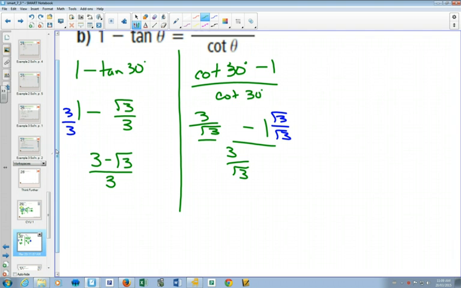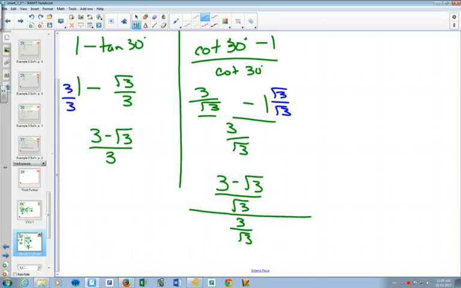I'm not going to multiply by the reciprocal yet, because I like to have one fraction on the top and one fraction on the bottom first. That's going to simplify things for you. So here on the top, I would have 3 minus root 3 all over root 3. And on the bottom fraction, I have 3 over root 3.